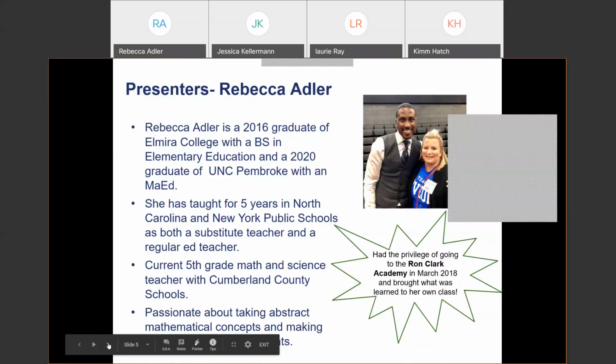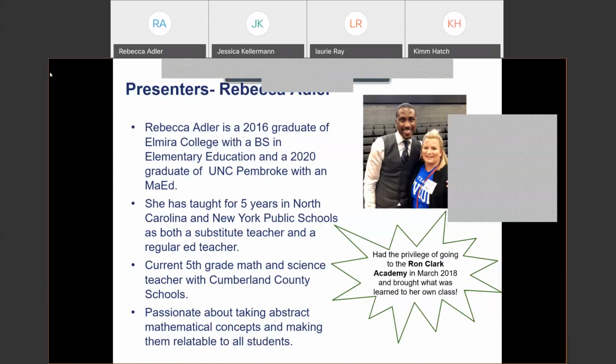This year is the first year I actually do not have an EC cluster, but I have all 4 years prior to this year. I really love taking those abstract math concepts and making them real world, hands-on, with my kids through both physical activity and just other different real life scenarios.